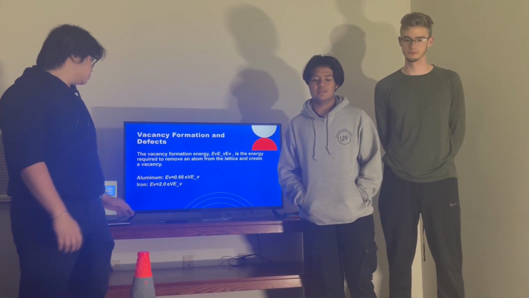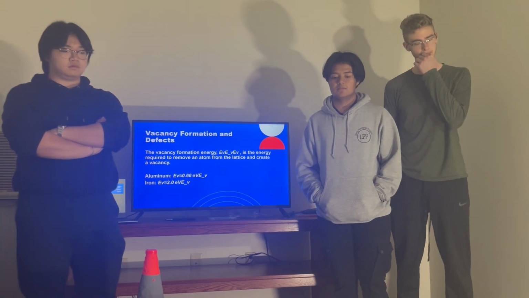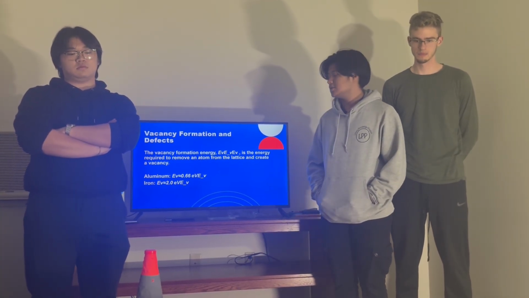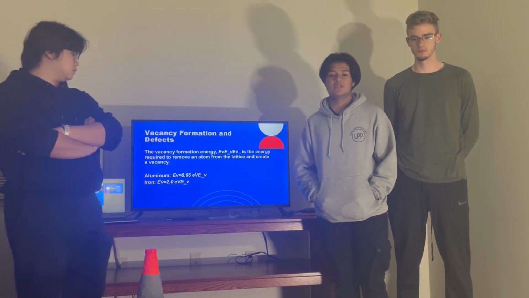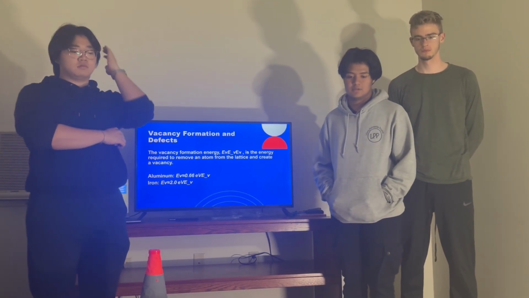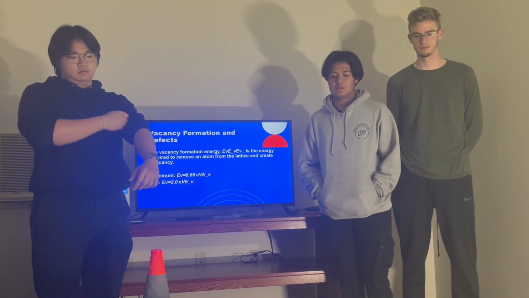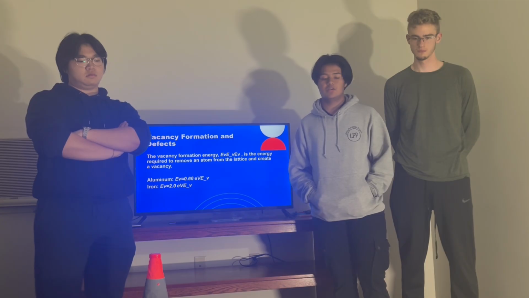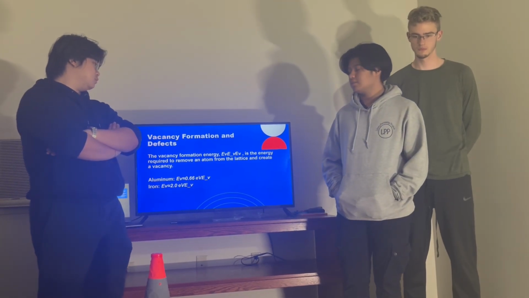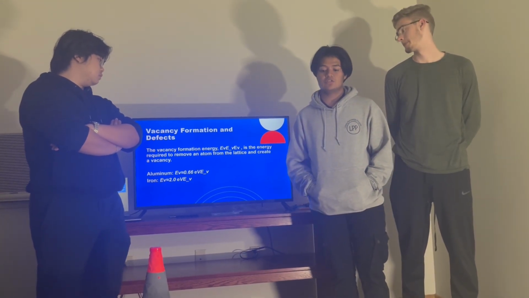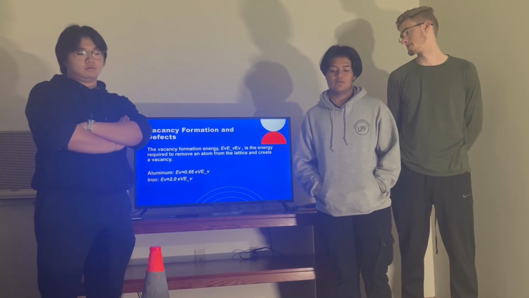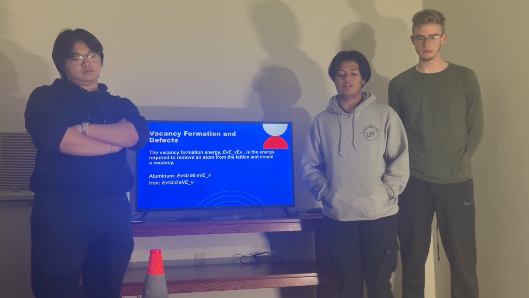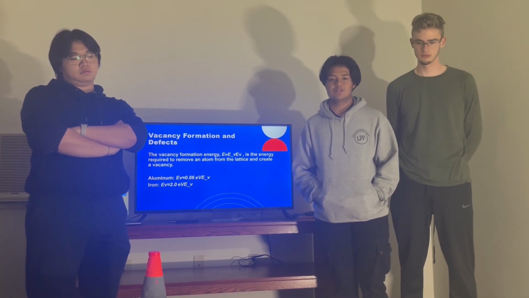Vacancy formation and defects. Next, let's move from perfect crystals to defective crystals, specifically vacancies, which are missing atoms in the lattice. Conceptually, the vacancy formation energy, E_V, is the energy required to remove an atom from the lattice and create a vacancy. It tells us how likely defects are to form at a given temperature.